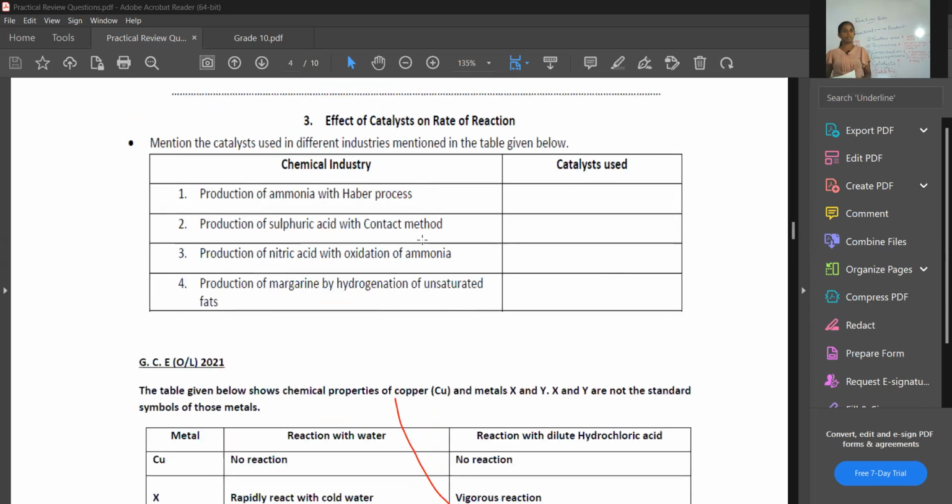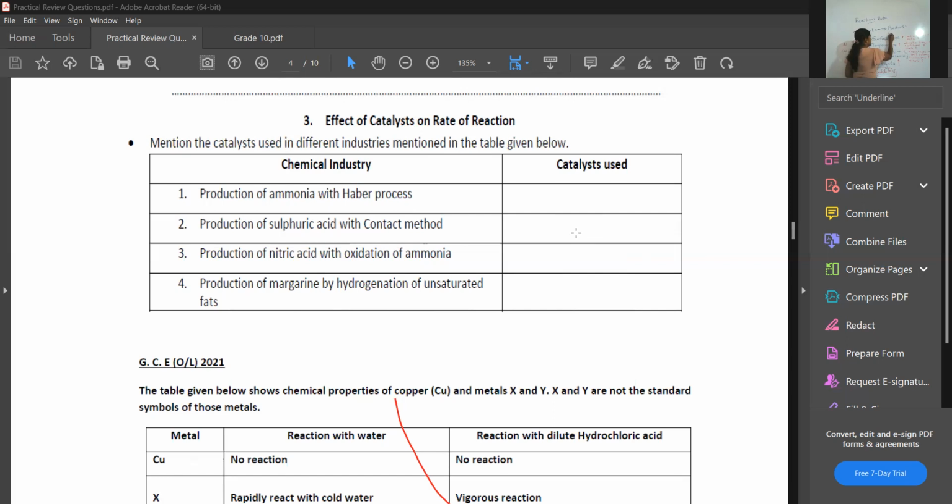Then the third one, effect of catalyst on rate of reaction. Here you are given the table that is in your textbook. You have to remember these 4 reactions, the chemical industries and the catalysts used in them. Production of ammonia in the Haber process uses porous iron as a catalyst. In the production of sulfuric acid, what is the catalyst used? Vanadium pentoxide, V2O5.